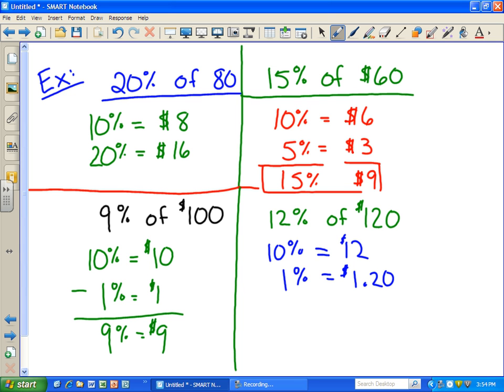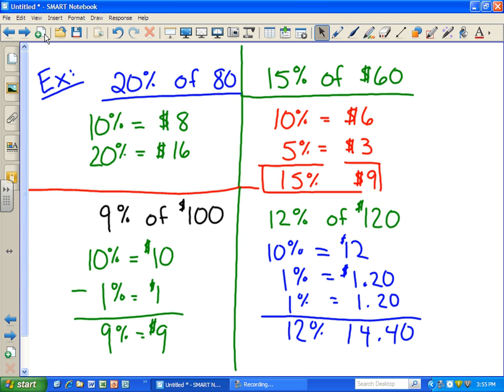Remember, we're talking about money, so we should be able to read it properly. So if 1% is $1.20, another 1% is another $1.20. Add them all together, because 10 plus 1 plus 1 make your 12%, would be $14.40.